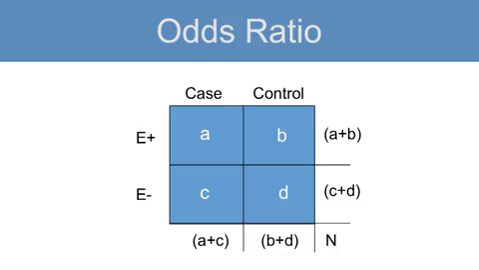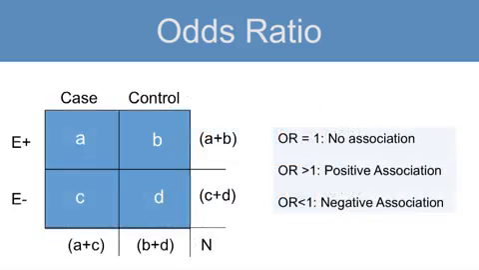Remember that odds is P divided by 1 minus P, the probability of an event occurring divided by the probability of it not occurring. When the odds ratio is equal to 1, then there is no association between the exposure and the outcome of interest. When the odds ratio is greater than 1, there is a positive association. And when the odds ratio is less than 1, there is a negative association.